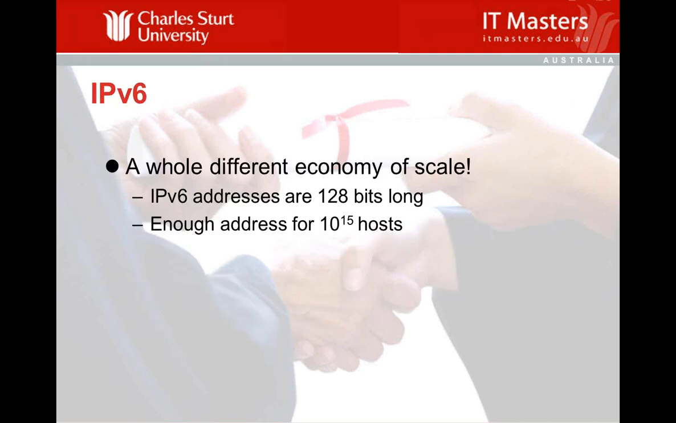Okay, so IPv6. This is a whole different economy of scale. IPv6 addresses are 128 bits long. We've gone from 32 to 128 bits, so they're four times as long. If you reckon subnetting was difficult in IPv4, IPv6 is just horrendous. Of course, I say that having not done years and years of IPv6. Obviously, if you've done years and years of it, it's probably okay, but I don't know too many people in that situation. Fortunately, you don't have to do IPv6 subnetting in any Cisco exam other than CCIE at the moment.